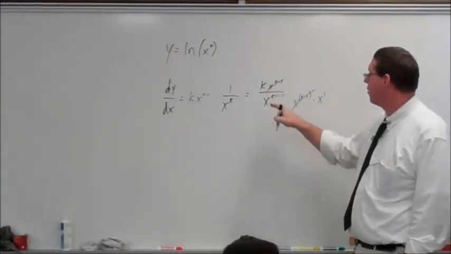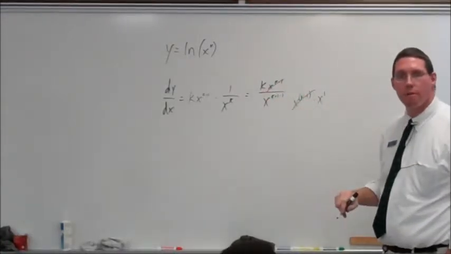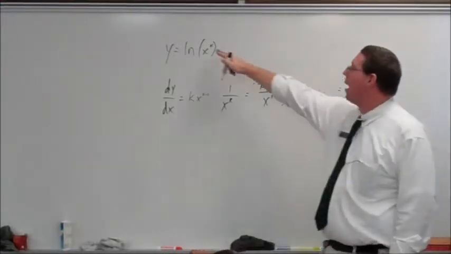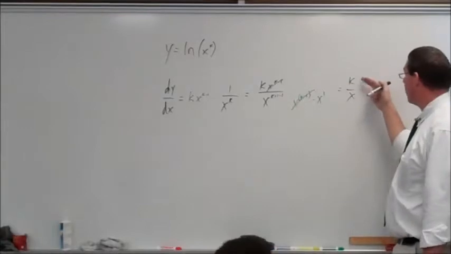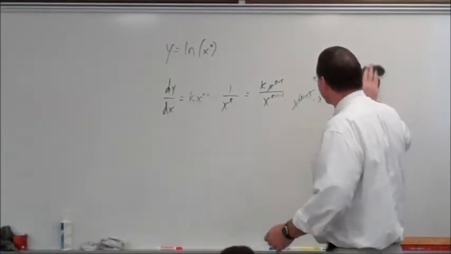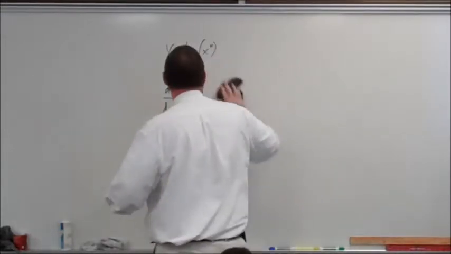And what do we have left? K over x. So whatever the power is, the derivative is going to be that number over x. Okay? All right, let's do another one. But not this one. We're going to do it a little bit different.